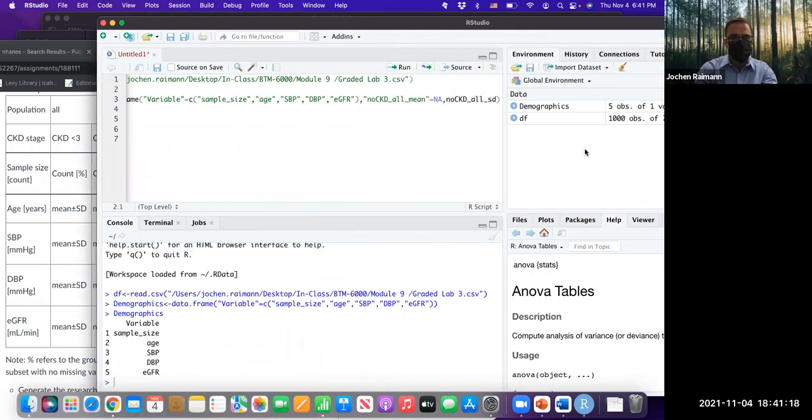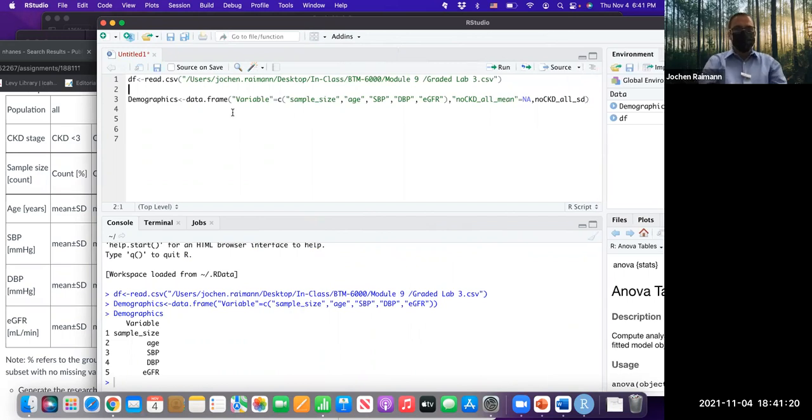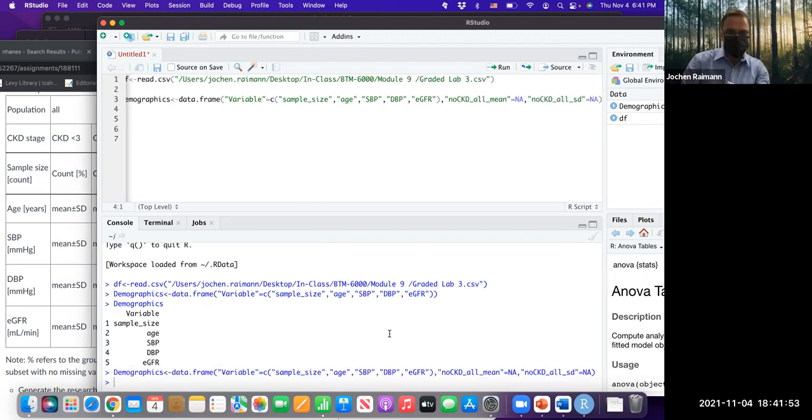I make no space. That makes it a little bit more readable. Okay, so data frame variable gives you the column. Everything after the equal sign is going to be populating that column. The comma concludes that column. Everything after that comma will be the next column. So no CKD or mean is the next column. No CKD or SD is the third column. That gets you now up to a point where we have this.